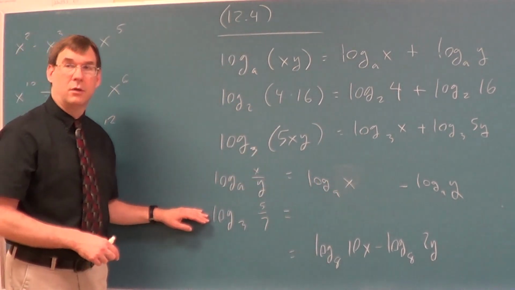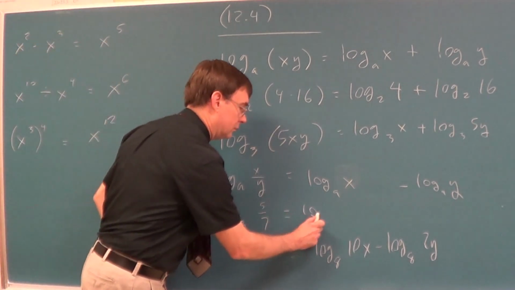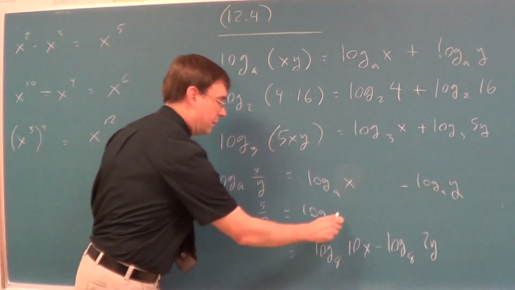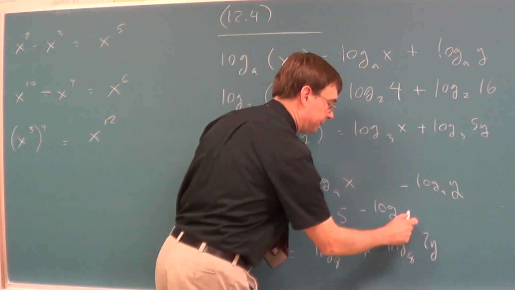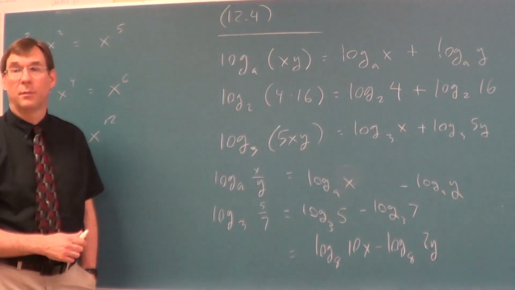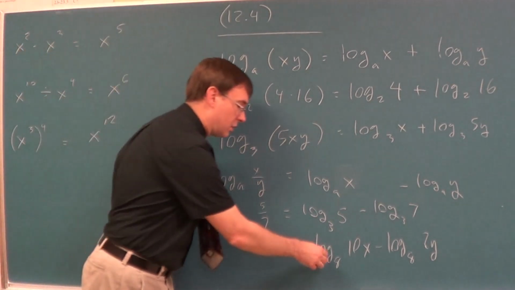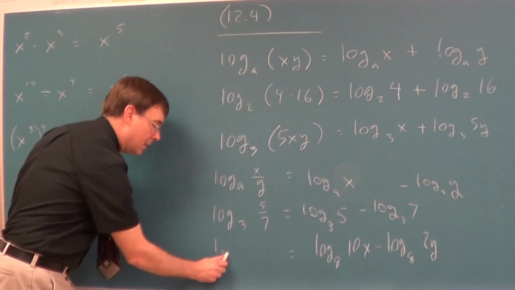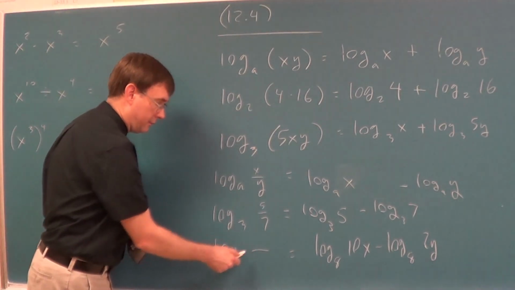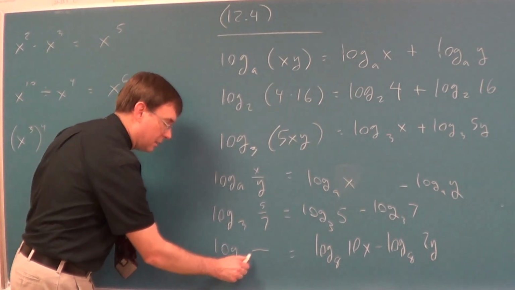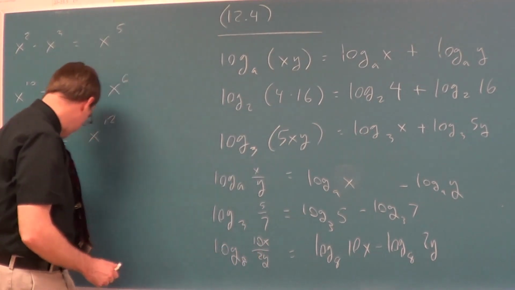So one more time, same skill. This would be log base 3 of 5, minus log base 3 of 7. Something like that. So then kick it into reverse. If I give you 2 logarithms where there's a subtract, you could give me back one logarithm where you divide. This would have a base of 8, and you'd stick 10x over 2y.